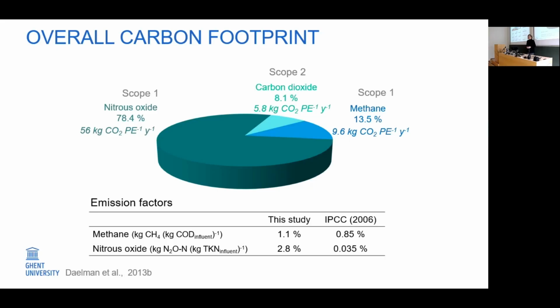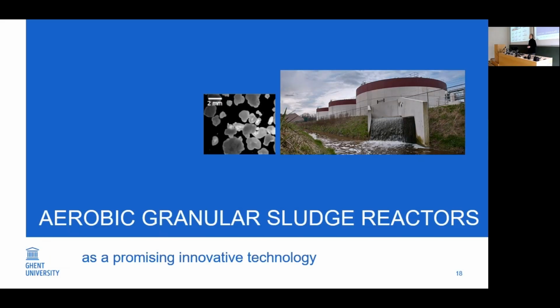Okay, so this was a long-term study on a conventional wastewater treatment plant. And we demonstrated that we can use our engineering tools, the off-gas analysis and the mass balances, to say something about that, and also to propose some mitigation measures. What if we now use a different technology, an innovative technology, such as, for instance, an aerobic granular sludge reactor?